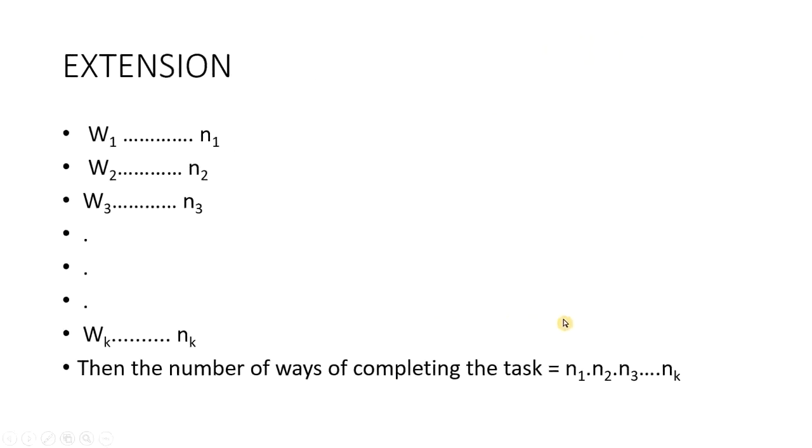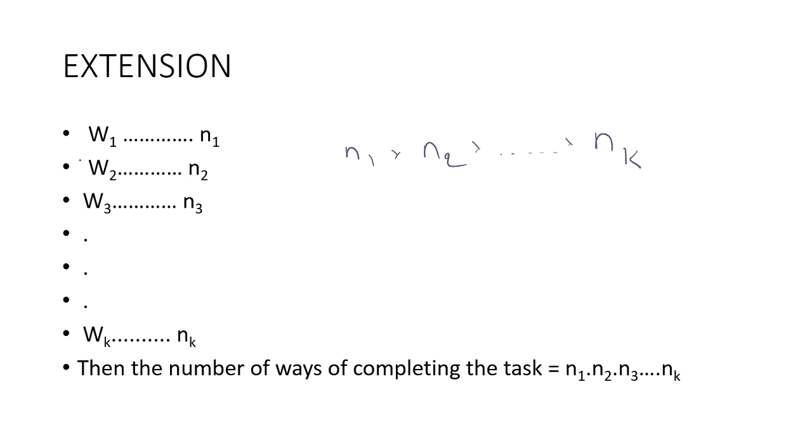So we can extend this fundamental principle of counting to a finite number of things. That is, if W1 can be performed in N1 ways, W2 can be performed in N2 ways, and Wk can be performed in Nk ways, then the number of ways of completing all the works one after the other is going to be N1 times N2 times, and so on up to Nk times.